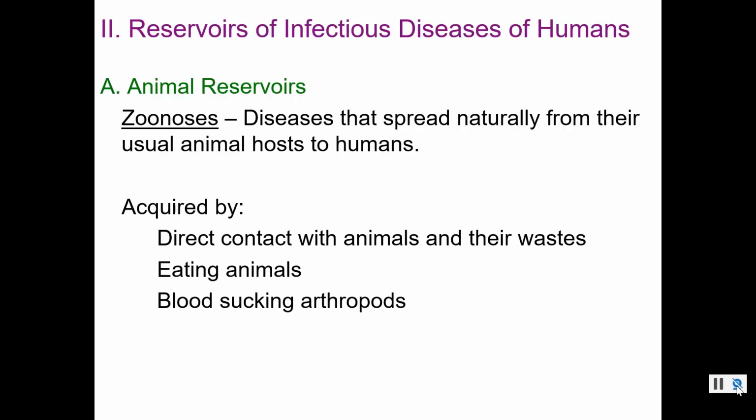So, reservoirs of infectious diseases of humans. Where are these pathogenic microorganisms when they are not with us? All right, the first one we're going to cover is animal reservoirs. And in the times that we are in right now, this is a big deal because this coronavirus that is spreading across the planet currently had an animal reservoir.